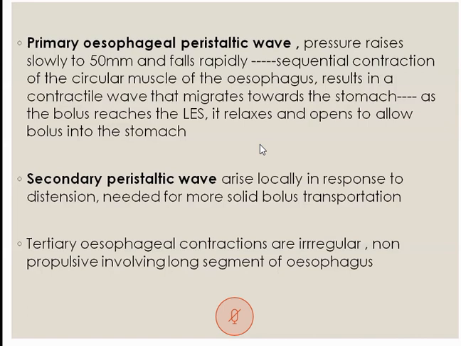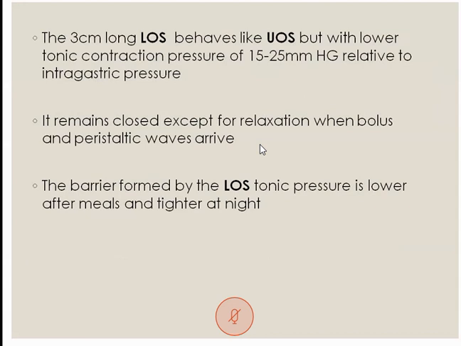The tertiary esophageal contractions are irregular, non-propulsive, involving a long segment of the esophagus. The 3 centimeter long lower esophageal sphincter behaves like the upper esophageal sphincter, but with a lower tonic contraction pressure, that is 15 to 25, versus 60 millimeters, relatively low intragastric pressure. It remains closed except for relaxation when the bolus and peristaltic waves arrive; the bolus moves when the peristaltic wave arrives.